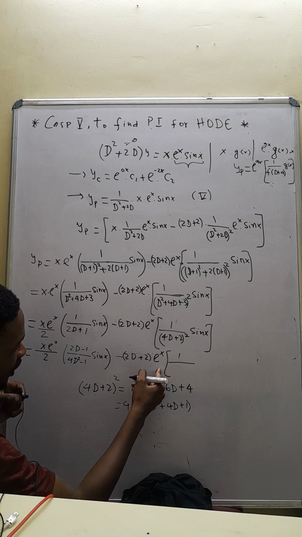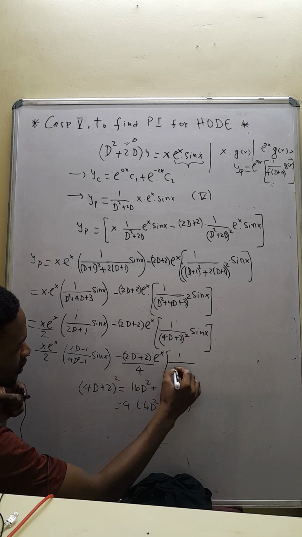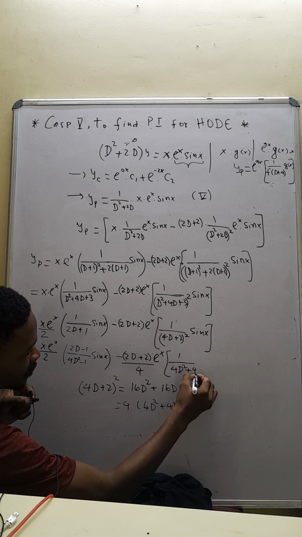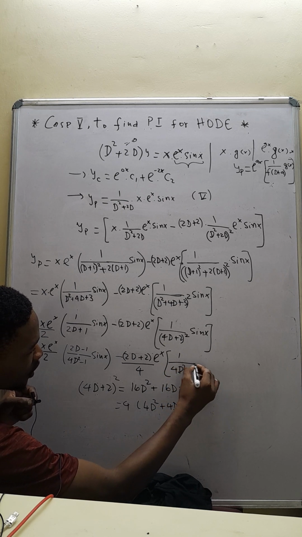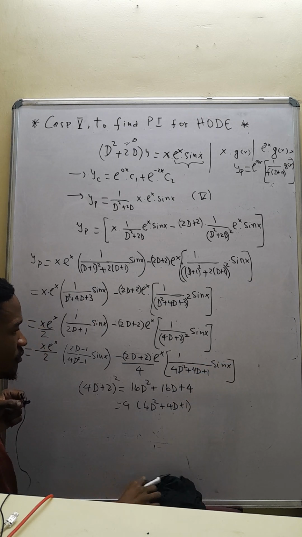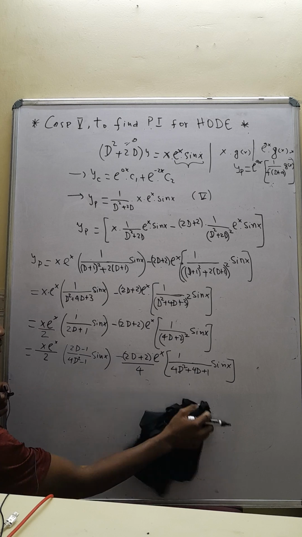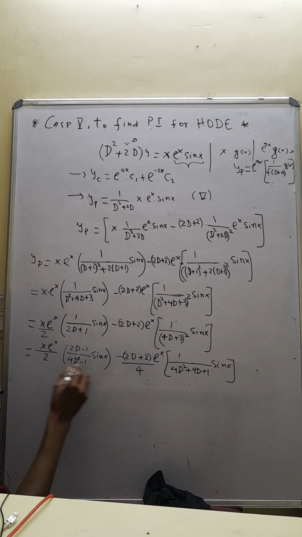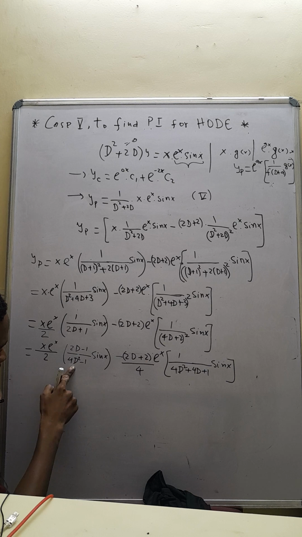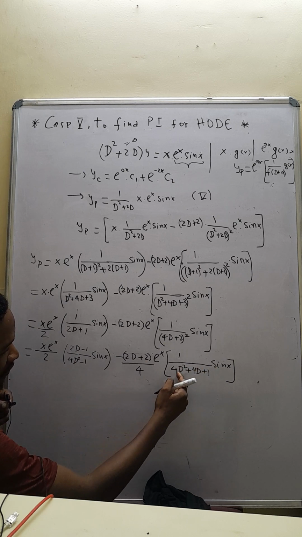Right? Take common 4 here and put it out. You are going to have 4d square plus 4d and plus 1. And here it is sine of x. Okay? Just like this. So after doing this, now you can just take minus 1, here it is 1, so minus 1 square in the place of d square.